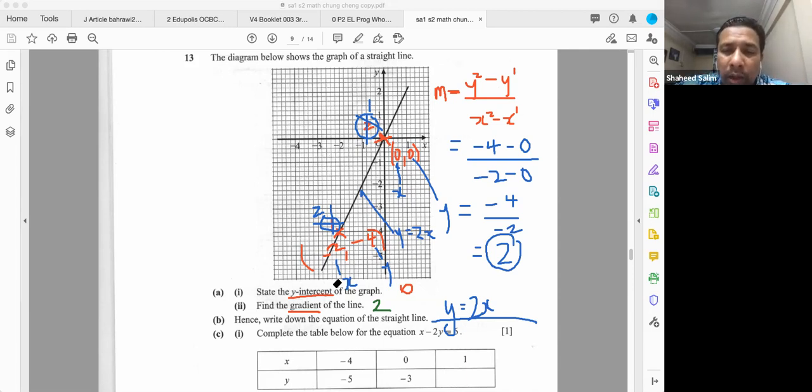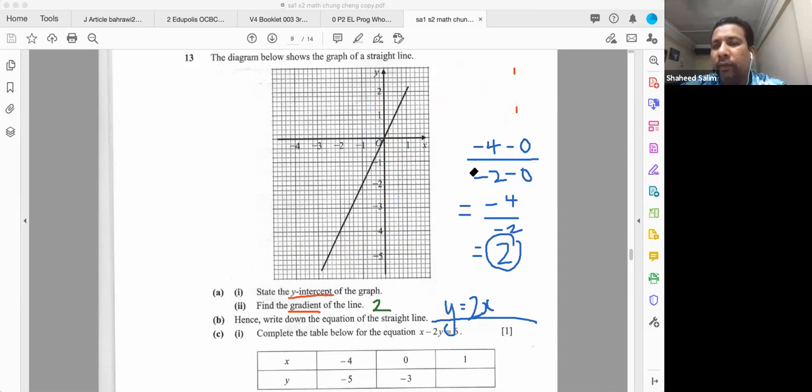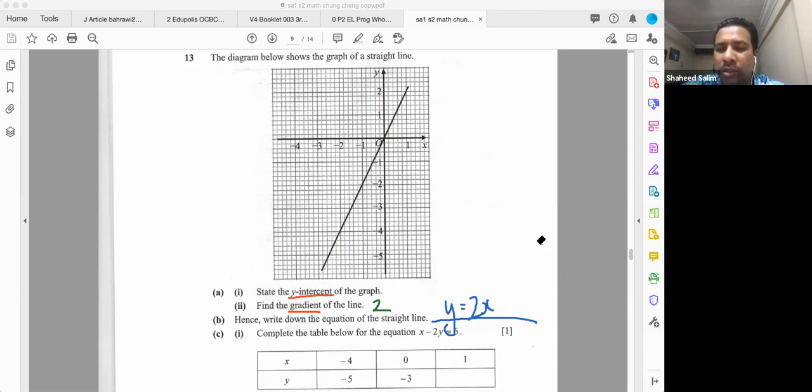Okay, so now I'm going to wrap this off. Now you can do the second part. Okay, we keep all this down here. So it's clean already. Okay, now let us go to the second part of the question. So this one is y equals to 2x. Okay, the gradient is 2, y-intercept is 0. Let us now go to the bottom part.